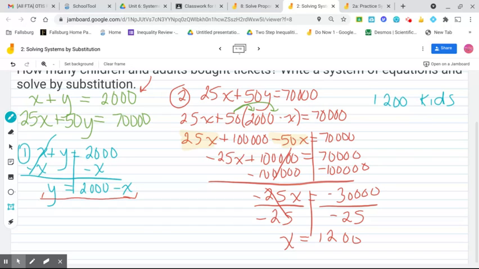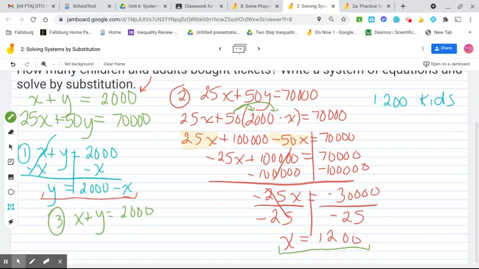Now we have to figure out how many adults came. So my third step here is to take this, x is 1,200, and plug it into either equation. It doesn't matter. Again, use the easier one. That's what I'm going to do. So I'm going to use x plus y equals 2,000.